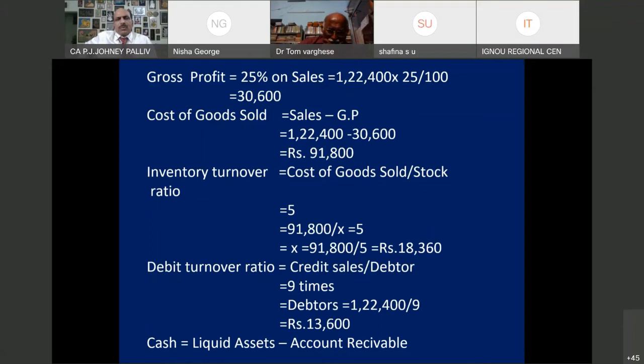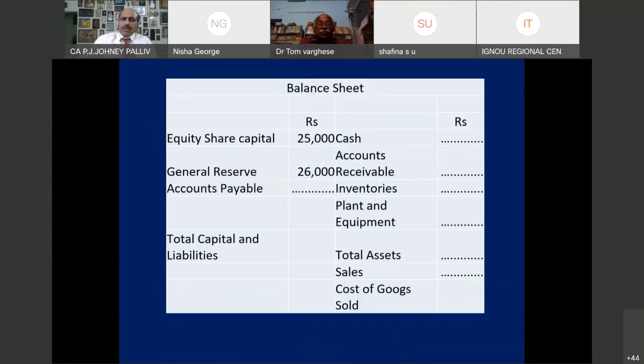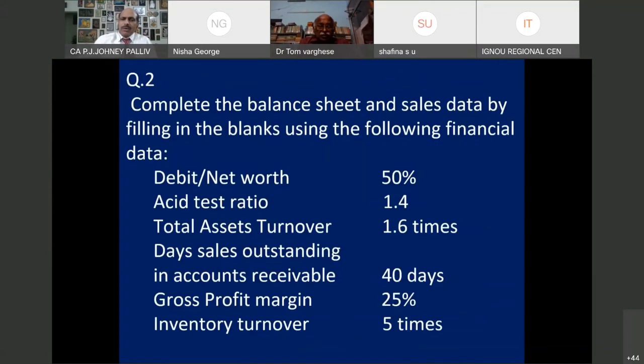Then tell me, what is the inventory turnover ratio? Cost of goods sold divided by stock. That ratio is inventory turnover ratio. Left hand side is inventory turnover ratio. Right hand side is cost of goods sold divided by stock, not stock ratio, stock. That is given in the question as 5. Do you remember? See, last line, inventory turnover ratio.